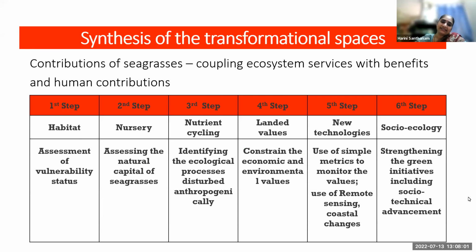Moving on, we have to assess the capital of these ecosystems, especially with respect to components such as the seagrasses. What is the natural capital of each of these components? So going by the systems approach, we identify the processes which disturb the stable states and do not result in an alternate stable state, but result in a disturbed phase in short periods of time. So these accelerated disturbance factors should be constrained so that the landed values of the prawns can be improved.